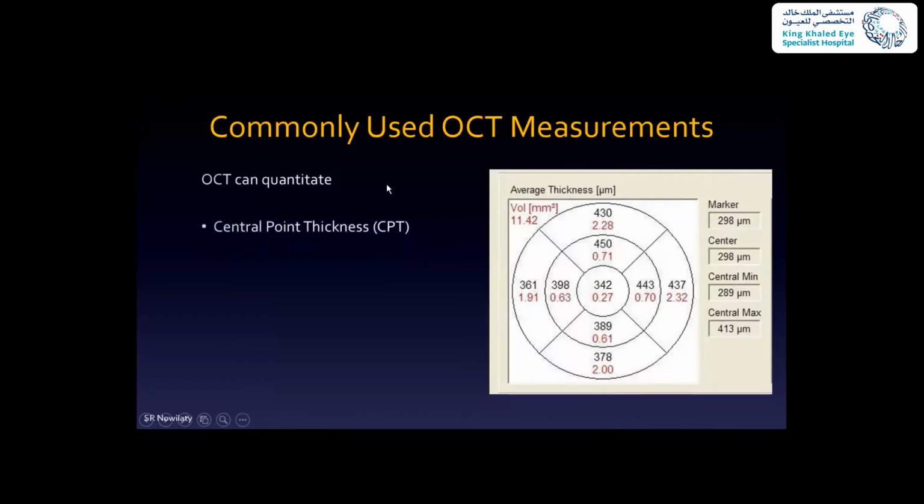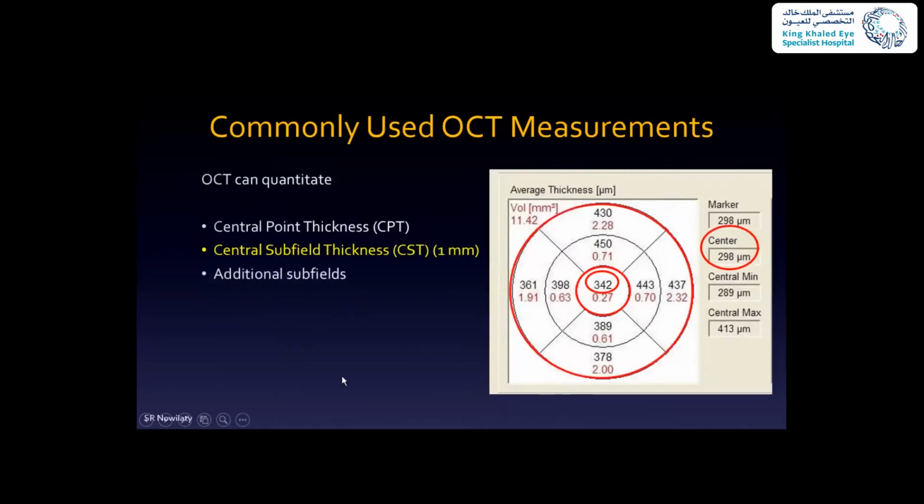So these commonly used measurements are the central point thickness. For instance, it tells you that the point thickness at the fovea is 298 microns. It'll give you the central subfield thickness, which is the whole thing right there, 342 microns, and then the additional subfields as we mentioned right here. So it gives you also a volumetric analysis. And if you do the segmentation only on the outer retina, that will also generate a map of only the outer retina, depending on where you put the segmentation lines.